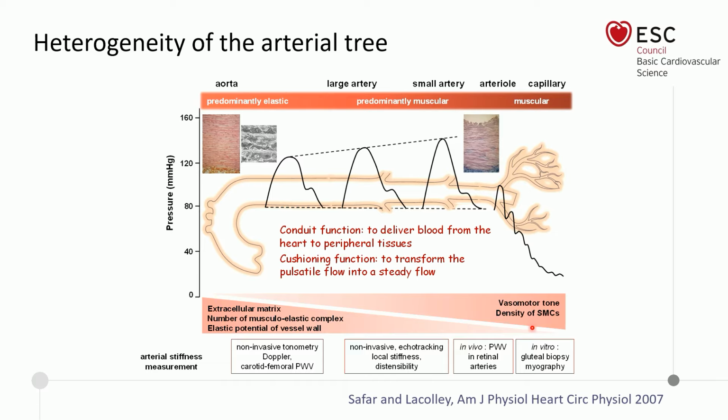Large arteries have two main functions. The first one is to deliver blood flow from the heart to peripheral tissues, and the second one, the cushioning function, is to transform the pulsatile flow into a steady flow at the capillary level. Large arteries have a large elastic potential, whereas muscular arteries at the periphery play an important role in vasomotor tone.